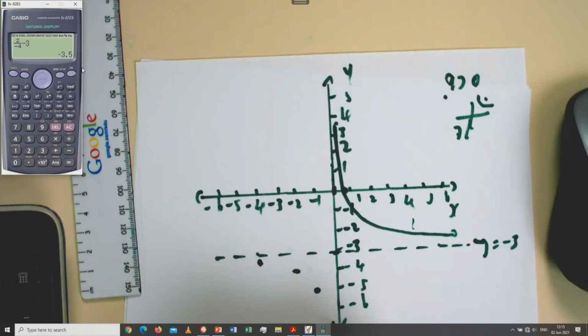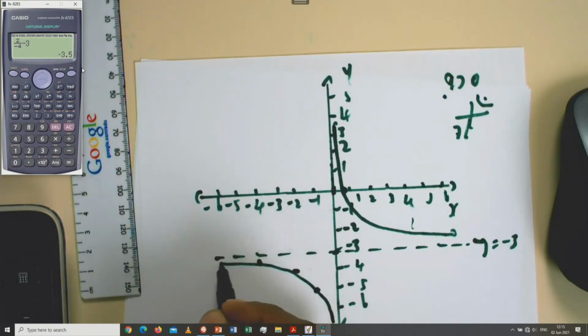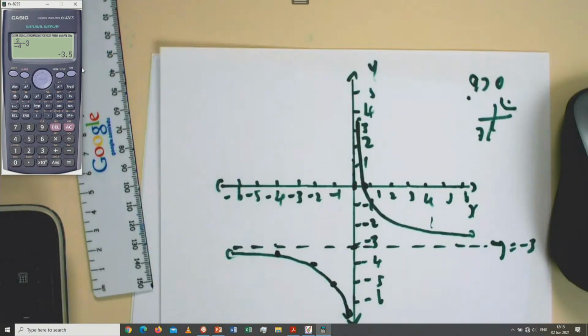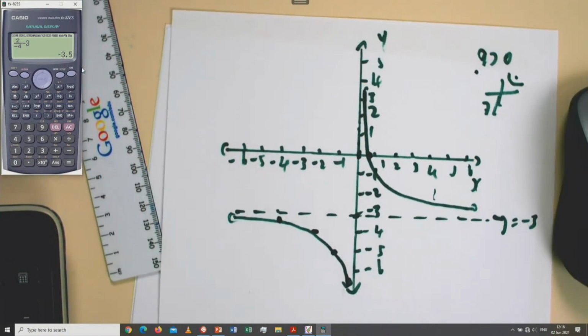I still remember that the graph is not supposed to touch the y-axis, so it goes like this one. There we are. Then we have the shape. So now I understand. Now this is a hyperbola where the arms are in the first quadrant as well as the third quadrant. Very important.